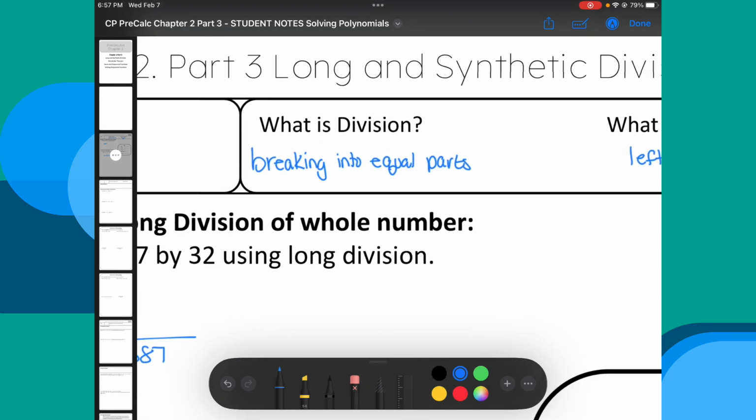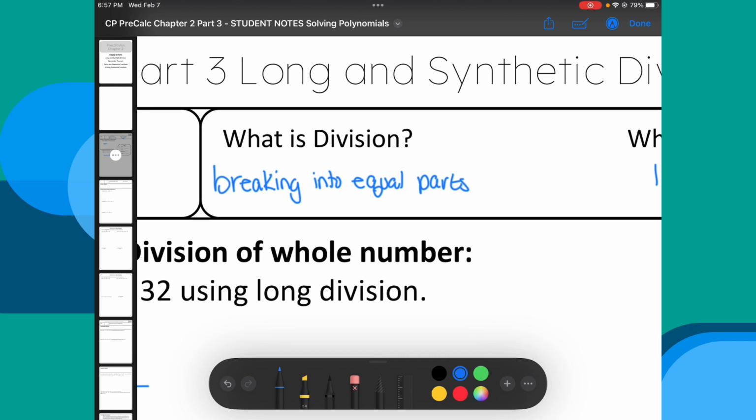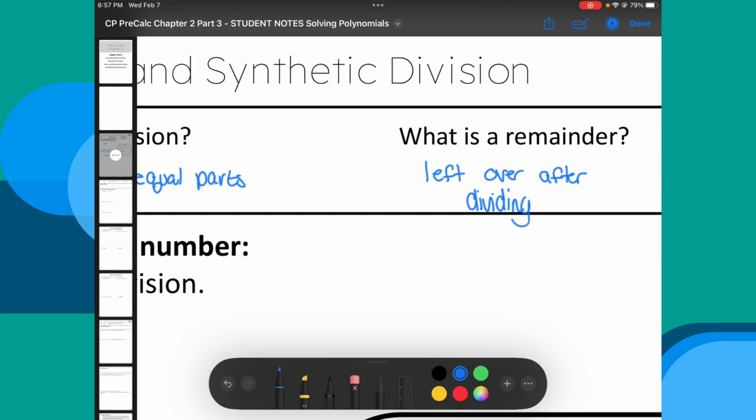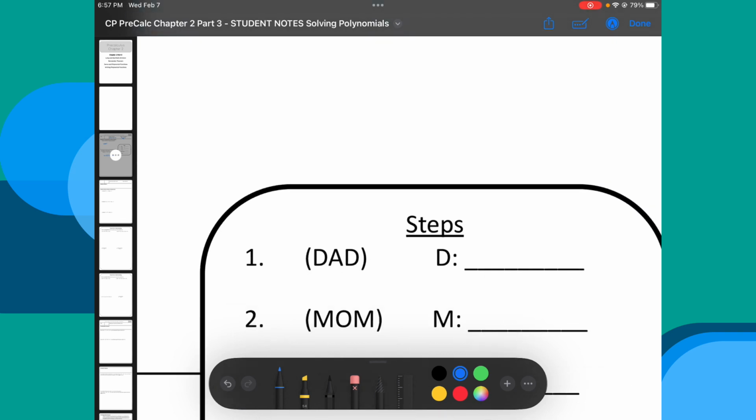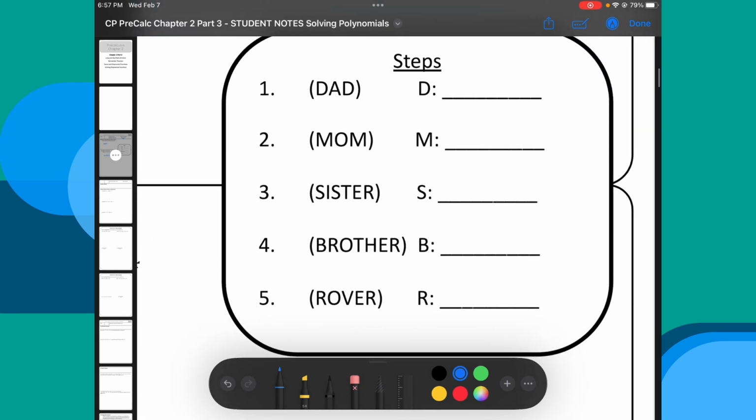Let's talk about division. Division is breaking something into equal parts, and the remainder is anything left over after you divide. So we're going to go over the steps for long division. Someone told me: dad, mom, sister, brother, rover. That means that we're going to start by dividing, then we're going to multiply, then we're going to subtract, bring down, and then we repeat the process until we can't do any more dividing.